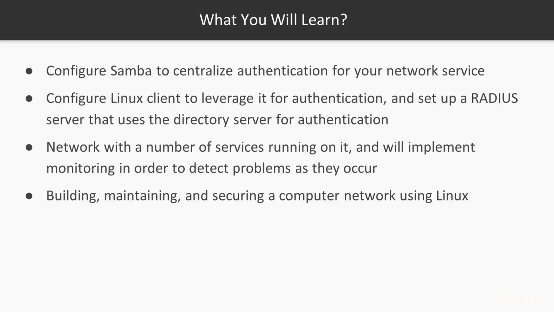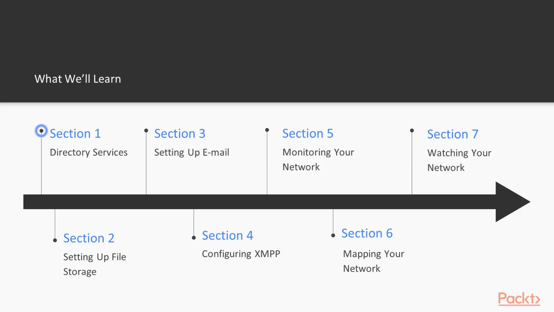We'll configure Samba to centralize authentication for your network services. We will also configure Linux client to leverage it for authentication, and set up a Radius server that uses the directory server for authentication. Towards the end of the video, you will have a network with a number of services running on it, and will implement monitoring in order to detect problems as they occur. This video is packed with practical and task-based approach that will walk you through building, maintaining, and securing a computer network using Linux. So now let's look what we have got inside this course.